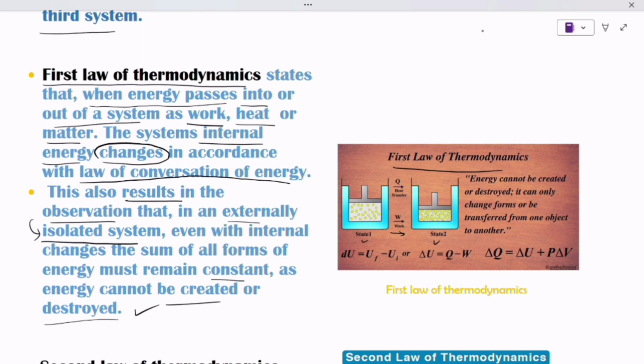By seeing this equation, what is W? W is the work done, and Q is the heat absorbed. I'm writing over here: W is the work done and Q is the heat absorbed.